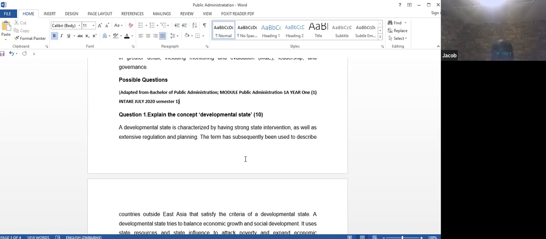Electricity, water, sanitation, waste removal, development of roads, infrastructure, and most of those things. So if you look at South Africa, those things the South African government is doing. So in that sense, South Africa qualifies as a developmental state.